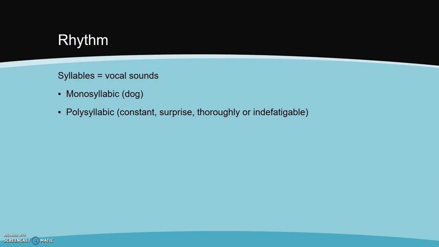When it comes to the rhythm, we are looking at the syllables in a line of poetry. A syllable is a vocal sound. We have a number of words that only consist of one syllable. Monosyllabic words like dog, house. There is only one vocal sound. And of course, we have other words consisting of more than one syllable, being polysyllabic words: constant, surprise, thoroughly, indefatigable.